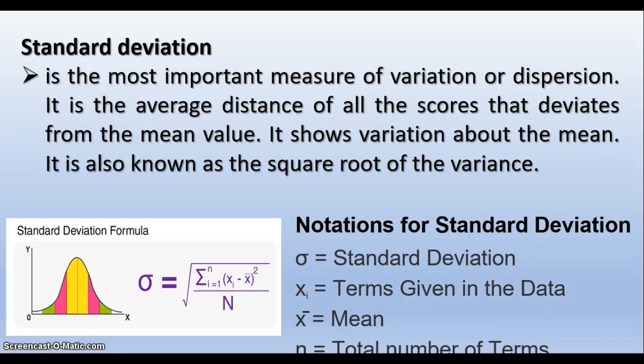It shows variation about the mean. It is also known as the square root of the variance. So we need to calculate the standard deviation in order for us to easily get the variance. The symbol there is the standard deviation, sigma. xi is the terms given in the data. We have there the mean and the total number of terms.